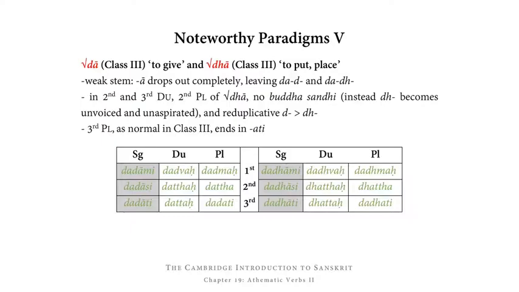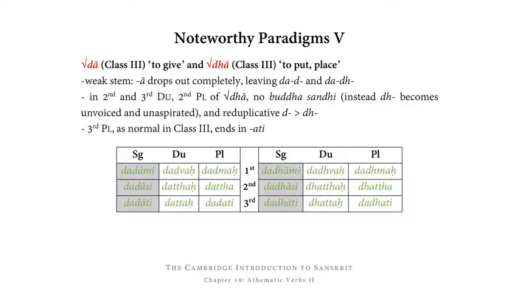Now moving on to dha, we have again our singular dadhami, dadhasi, dadhati, and then the weak form dadh in the dual and plural, giving us first dual dadhwach and first plural dadhmach. But then in the second and third dual and in the second plural, we again get internal sandhi. We might expect buddha sandhi because we here have a voiced aspirated sound being followed by a t, and normally we would expect the t to become voiced and aspirated, and the voiced and aspirated sound losing its aspiration. If you've forgotten how that works, this is all explained in chapter 8.